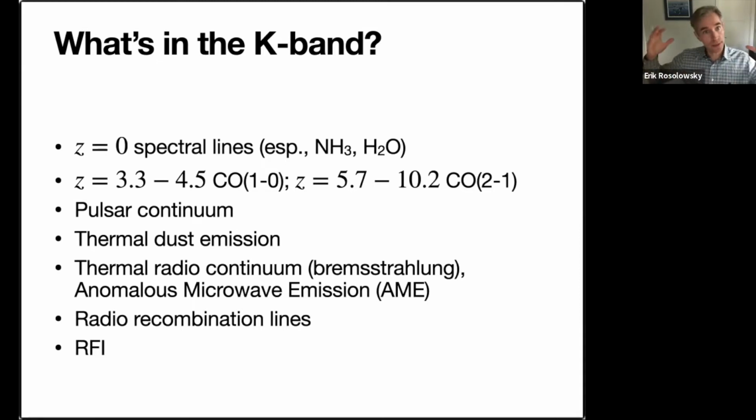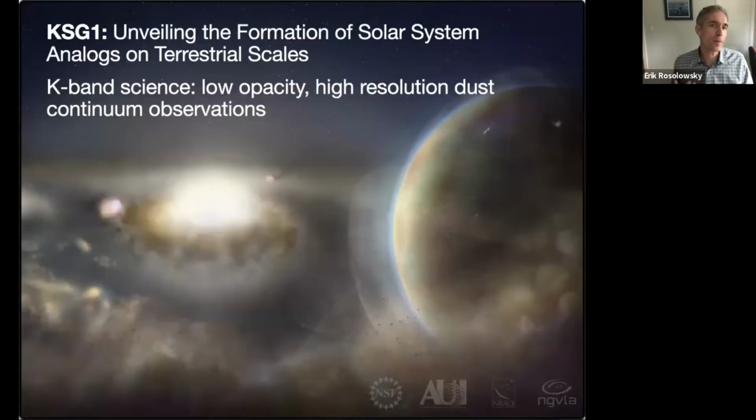So given this, what we can see in the K-band, I want to pivot back to the ngVLA and talk about the key science that the facility is anticipating, viewed specifically through the lens of the K-band. The science goals of the ngVLA are framed around key science goals, the first of which is unveiling the formation of solar system analogs on terrestrial scales. This is really focusing on thermal dust emission at very high resolution towards forming stars and stellar systems.